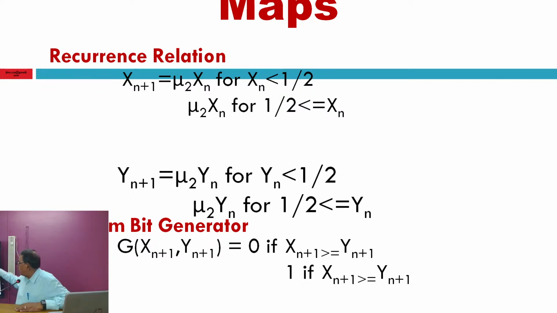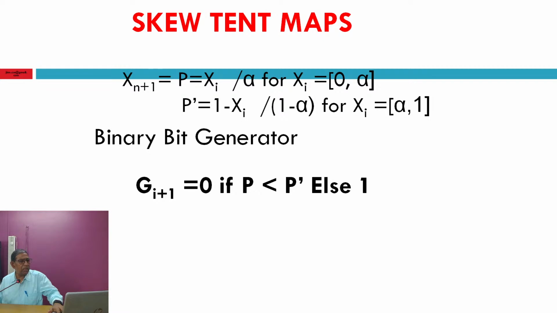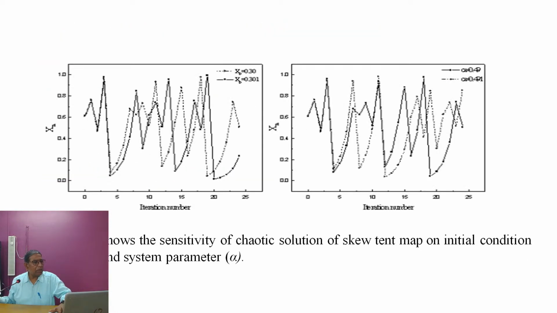Some of the KFT maps are showing here. I am skipping this. And then you see these are the functions. A binary bit generator. How? I can take the median: less than the median, 0; more than the median, 1. Because all the chaotic equations give a real value, from there a binary mapping should be done.